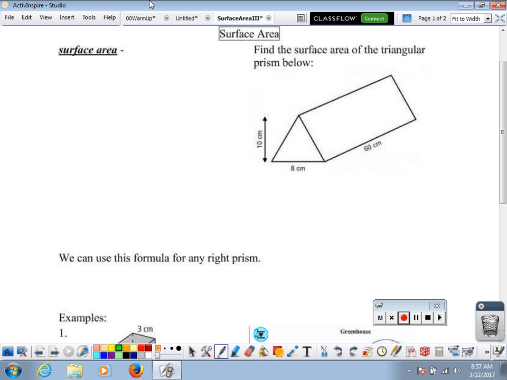So, who can tell me what surface area is? How do we define surface area? You, sir. Number of square units in a three-dimensional space. Good. It is the number of square units needed to cover a 3D figure.